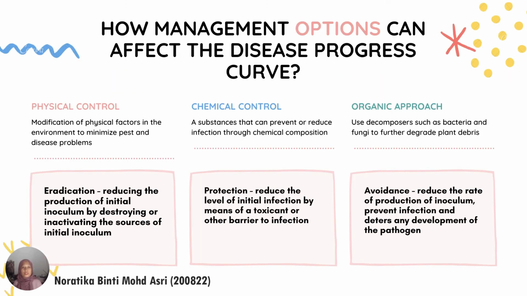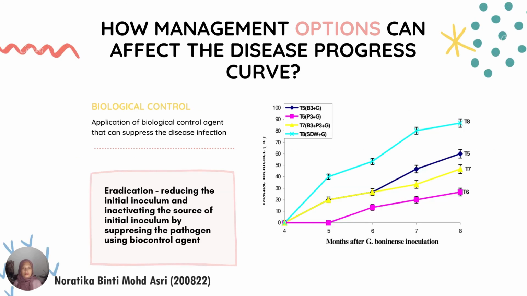So how can management options affect the disease progress curve? In physical control, eradication reduces the production of initial inoculum by destroying or inactivating the sources of initial inoculum. Then in chemical control, protection reduces the level of initial infection by means of a toxicant or other barrier to infections. Organic approach, avoidance, reduces the rate of reproduction of inoculum, prevents infection, and deters any development of the pathogen.